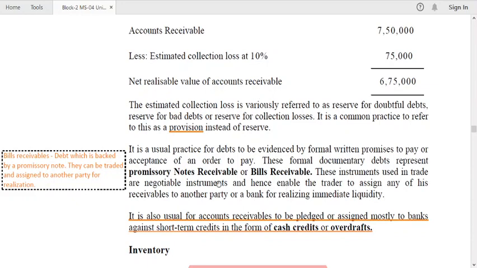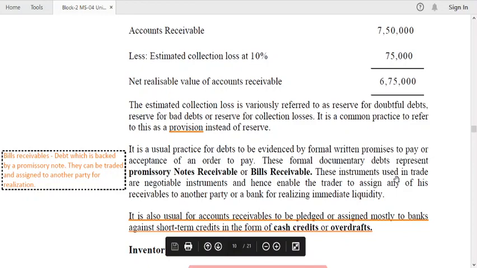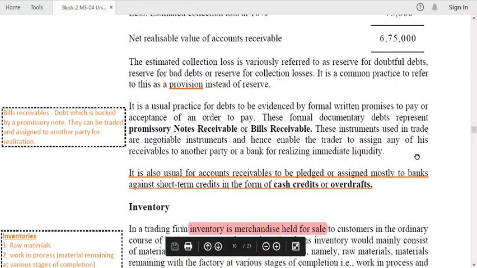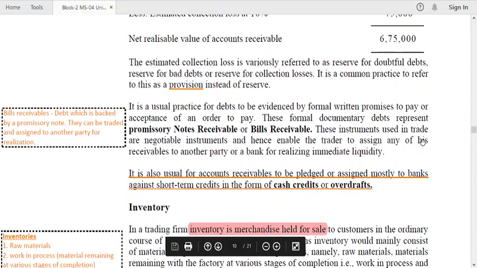Okay. The next part. It is a usual practice for debts to be evidenced by formal written promises to pay, or acceptance of an order to pay. These formal documentary debts represent promissory notes, receivables, or bills receivable. Whenever a company has sold items but has not yet received the amount, it will ask for legal documents or promissory notes. Those promissory notes are called bills receivable.